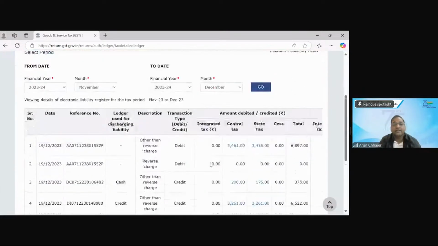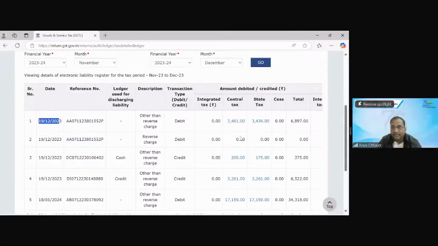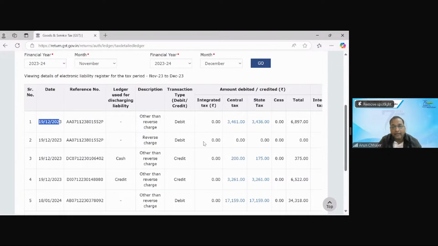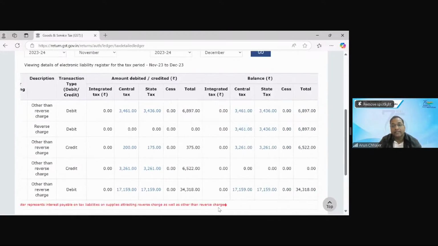You will see this is the 19th of December. This amount is debited. This amount is debited. Cash credit, cash credit. Likewise, this is the liability registered other than RCM. This is the liability, and this is the RCM, no RCM. So you have paid through cash. By this, you can identify your total liability balance and total closing balance.